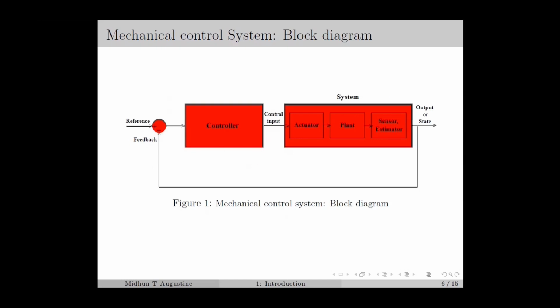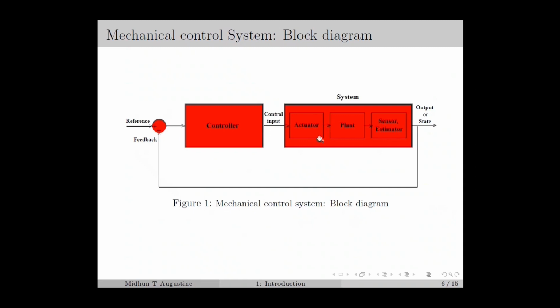Figure 1 shows the general block diagram of a mechanical control system. Here, the actuator, plant, and sensor are combined together, which we call the system or the dynamical system. And we have a controller which is used for controlling the physical variables of the system which we are interested in.